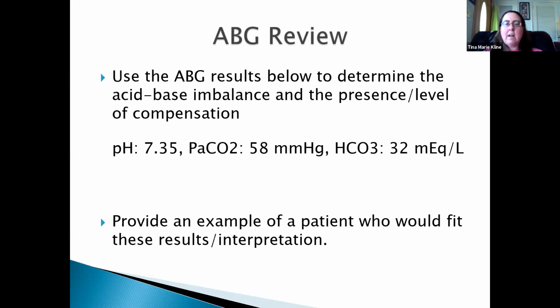What would be a nursing diagnosis for someone with peripheral arterial disease? Ineffective peripheral tissue perfusion would be a great one because they have the problem getting the circulation down to their toes.